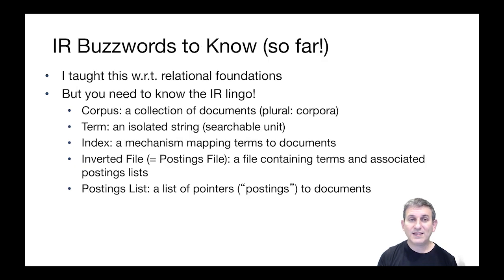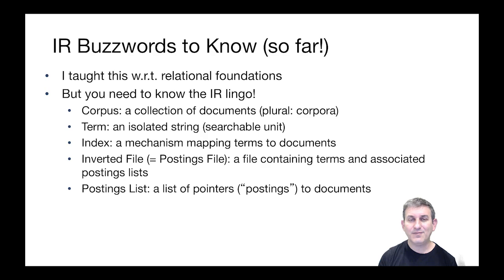So, to summarize, here are some buzzwords that you should know from information retrieval, at least on the content we've seen so far. As I mentioned, I taught this with respect to relational foundations, but you should know information retrieval's terminology when you go talk to folks who are experts in the space. So a corpus is a collection of documents, and by the way, the plural of corpus is corpora, so you should know that. A term is an isolated string, so a searchable unit. You can think of it as a stemmed word.